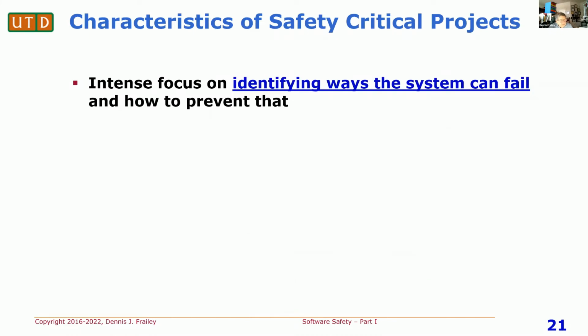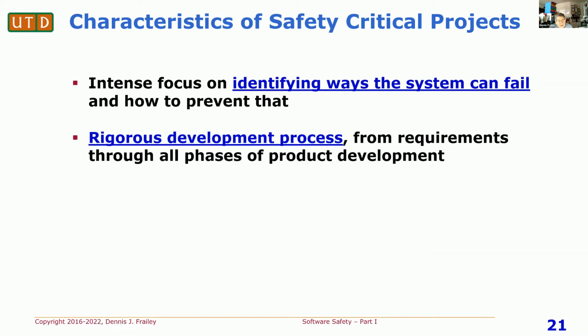Now, what are some characteristics of safety critical products? There's intense focus on identifying ways the system can fail. So the very first thing you do is say, how could this thing go wrong? And then what could we do to keep that from happening? There are rigorous processes for developing the software. Every step of the way, from understanding the requirements to implementing and developing it and delivering it and installing it, making sure that you cannot make a mistake, or at least reduce the likelihood.